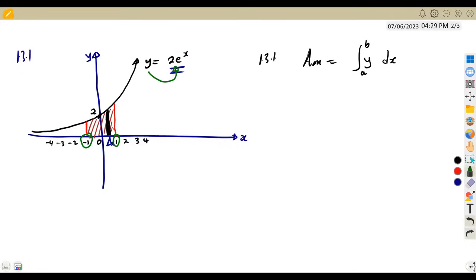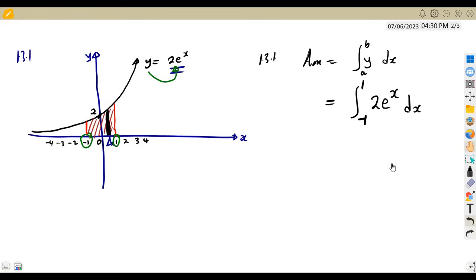That's your y there. So this is going to be the integral from -1 to +1, y being 2e to the exponent of x, with respect to x. So we are going to integrate this. We take our limits into consideration. Therefore, we've got the exact area.